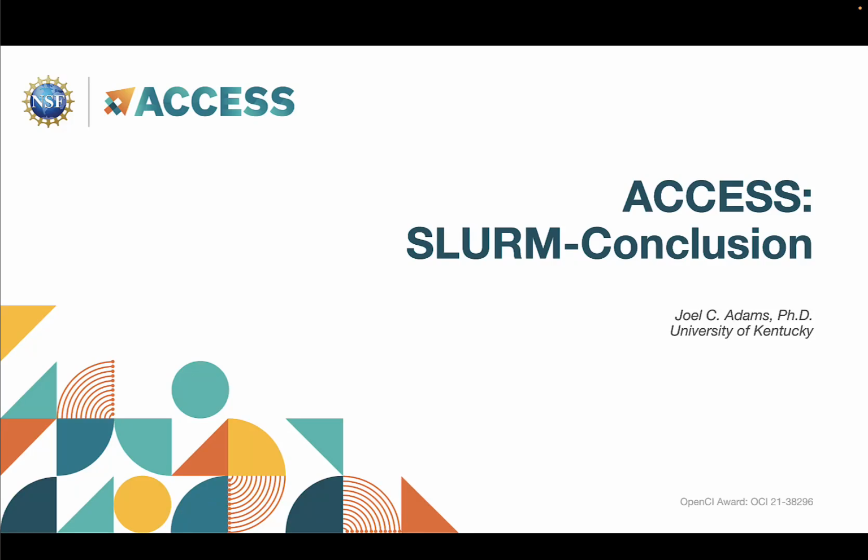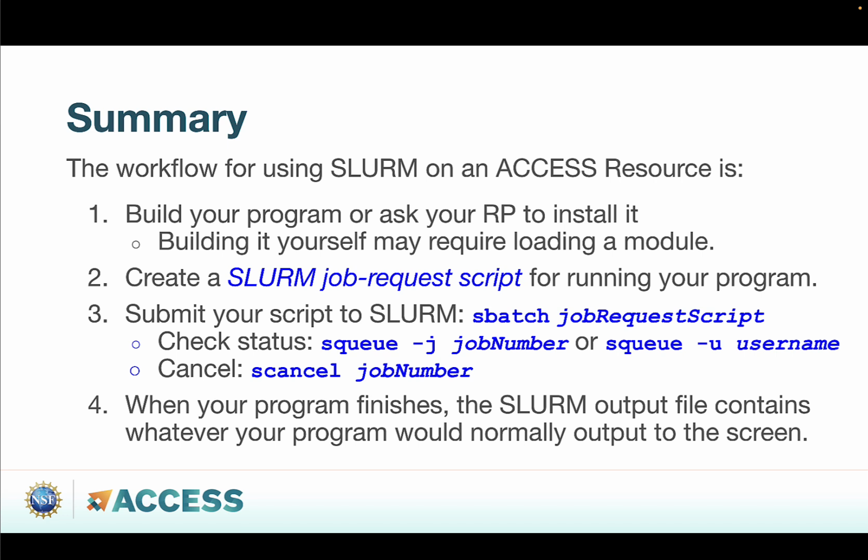This playlist has covered many topics, so let's review the key points. The workflow to run a program on an ACCESS resource using SLURM is, first, build your program from its source, or ask your RP to install it. If you build it yourself, you may need to load a module before it will build.